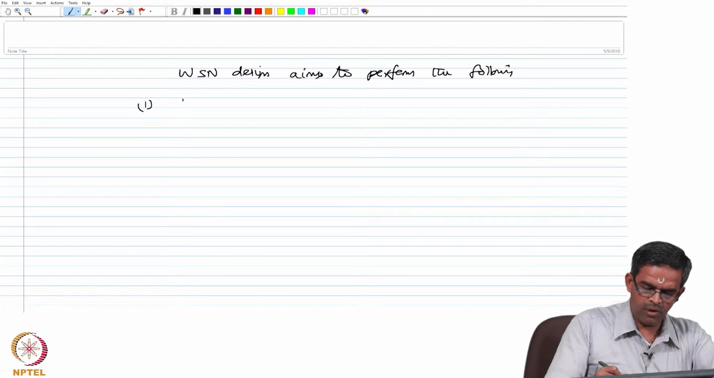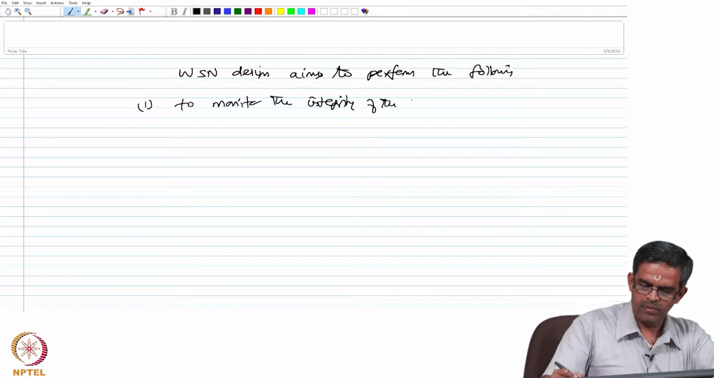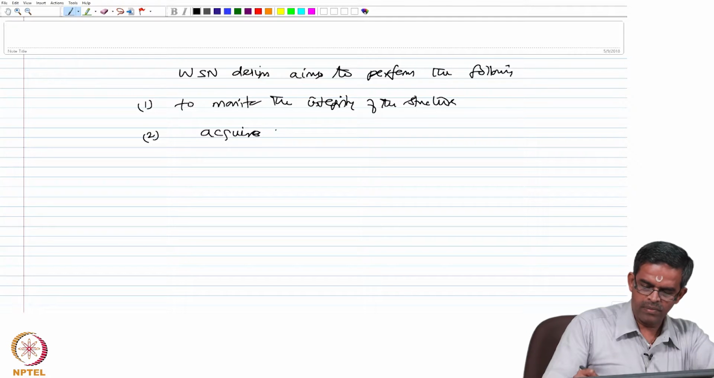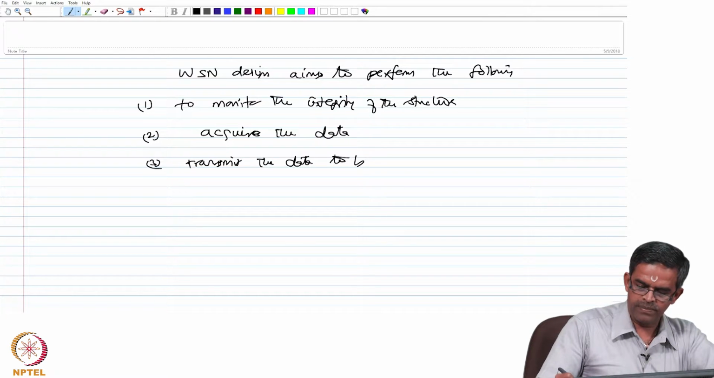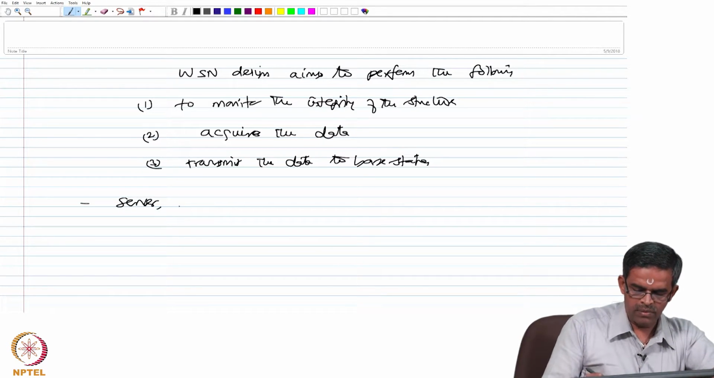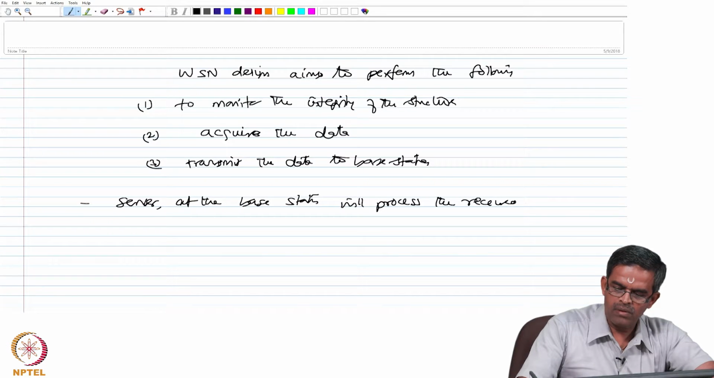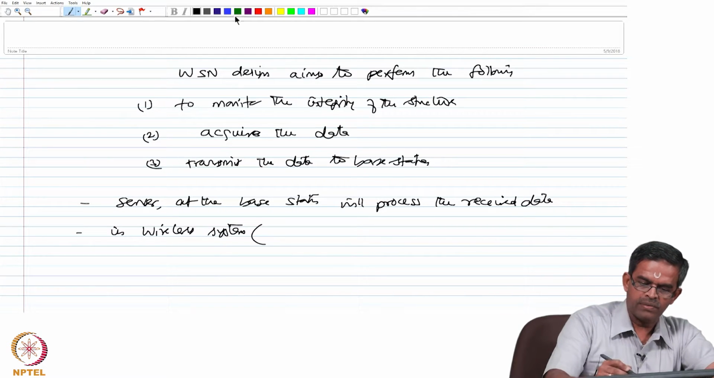1 to monitor the integrity of the structure. 2 to acquire the data. 3 to transmit the data to base station. Now, the server at the base station will process the received data in wireless system, which is different from wired system.